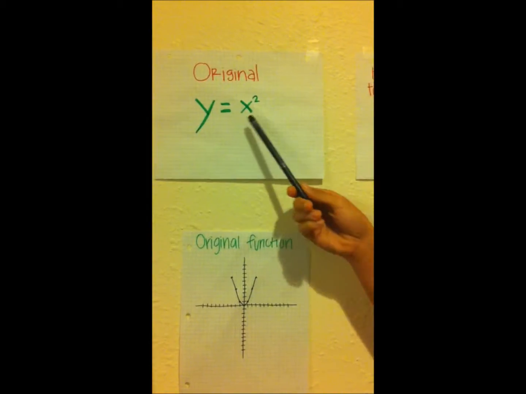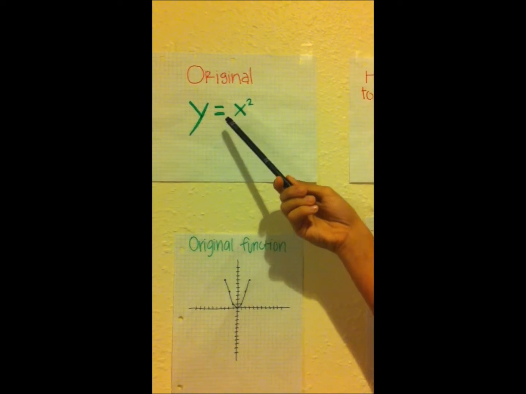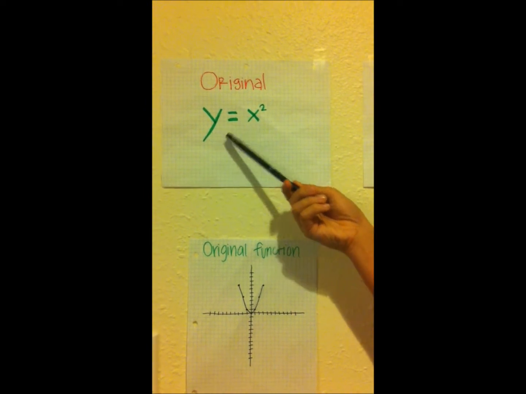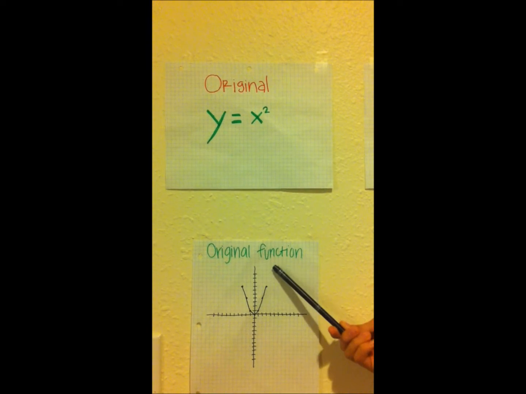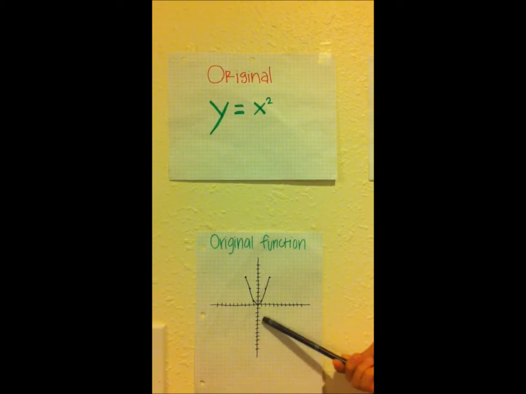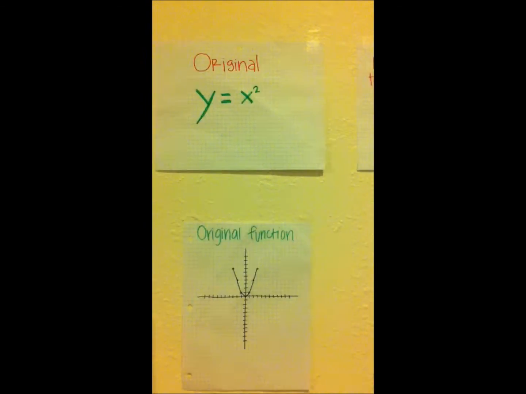Now to start off, we're just going to start with a simple quadratic equation, y equals x squared. And this is how it's going to look on the graph, as you can see right here.